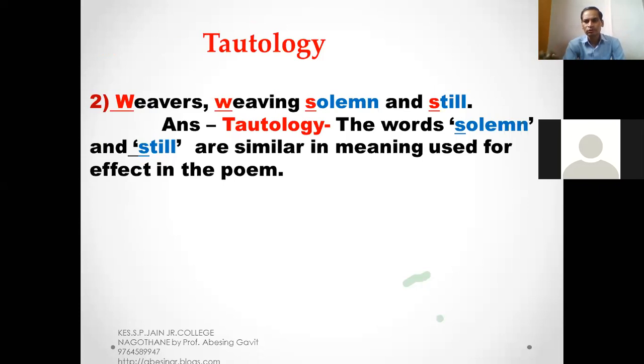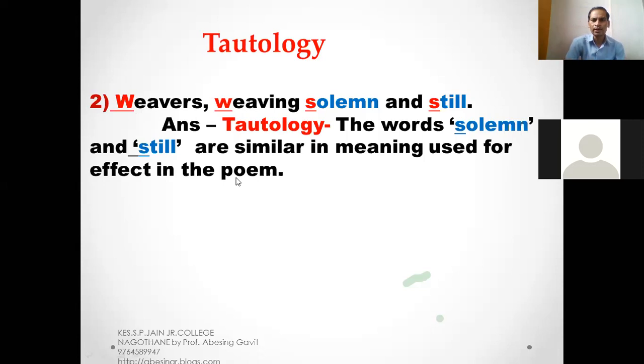Tautology is a poetic device. Now here alliteration is also there, but if this kind of example is asked to you, alliteration is also there and tautology is also there. So whenever this kind of example is asked in the examination, you can write both as a reply.